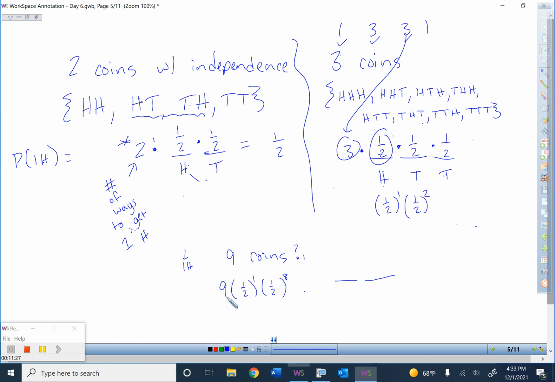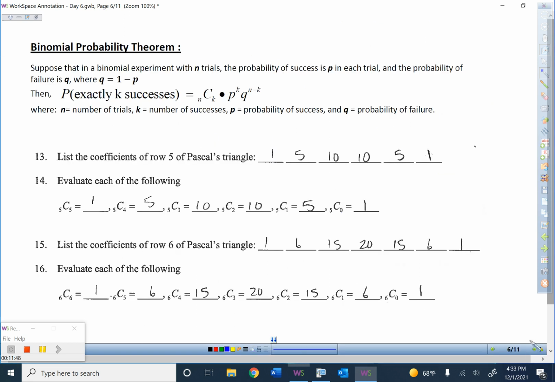Hopefully, you find the number 9. Meaning we could type this in and get our probability of 1 head without listing the sample space. Okay, and that's important in general. Yes, we could do this without using this method, but we're going to need this method for the binomial theorem when they're not the same.